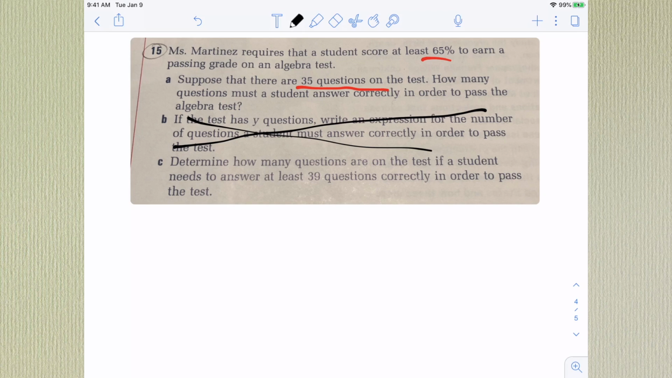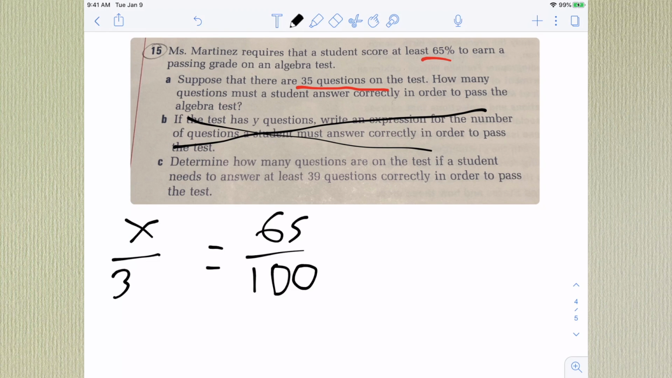So this problem requires setting two ratios, in this case fractions, equal to each other. So we know the score out of 35 should be 65%, or 65 out of 100, right? So that will be the number on the right side of the equation. Then we know we have some number x out of 35 equal to this percentage, because you want to know the number of questions out of 35 to get 65%. So x out of 35 divided by 35 is 65 divided by 100.